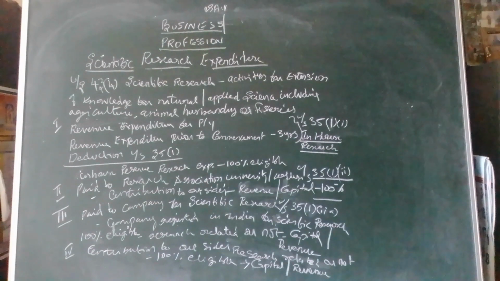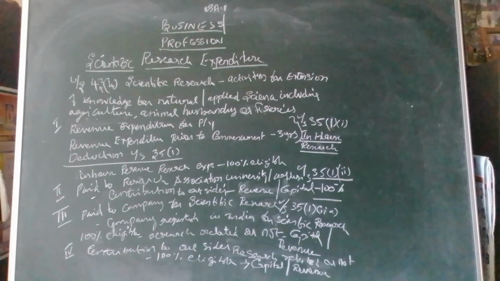The previous one is where you are contributing the amount to research associations and research institutes, right? For example, Madras Eye Hospital, Anna University, Jawaharlal Nehru University, University of Madras, SRM University. If you are contributing the amount to those, that comes under the previous point, section 35(1)(ii), 100% eligible, whether it is capital in nature or revenue in nature.